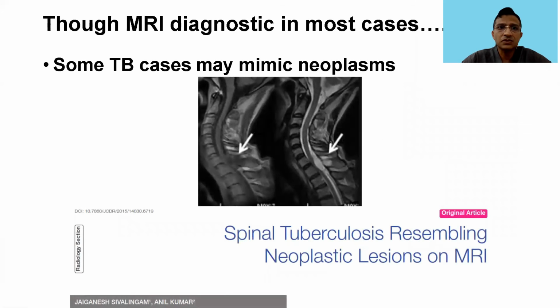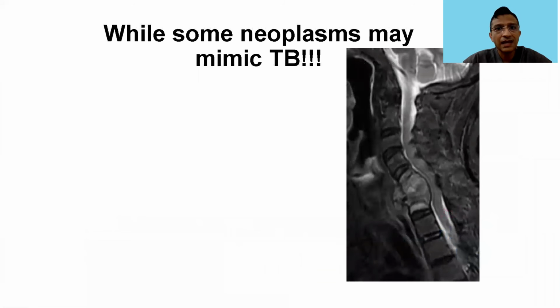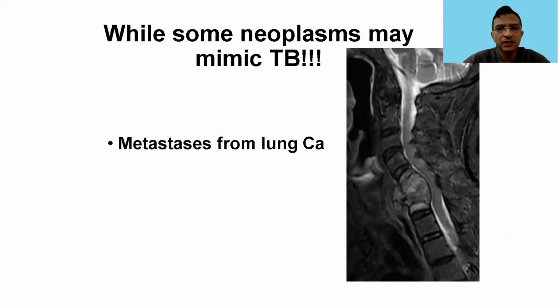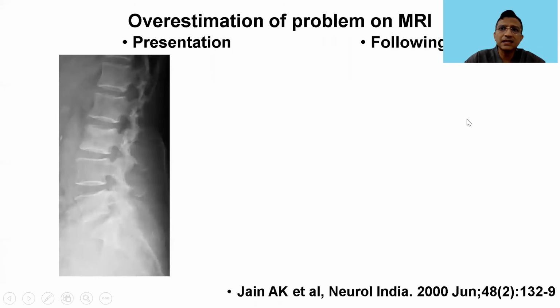However, there's a word of caution that we need to have on MRI. Though MRI is diagnostic in most cases, there are some TB cases which may mimic neoplasms, as is seen over here, and vice versa. Some neoplasms may mimic tuberculosis, as is seen over here. This may otherwise look like a tuberculous lesion, but it's actually a metastasis from lung carcinoma. So sometimes there is an overestimation of the problem on MRI.